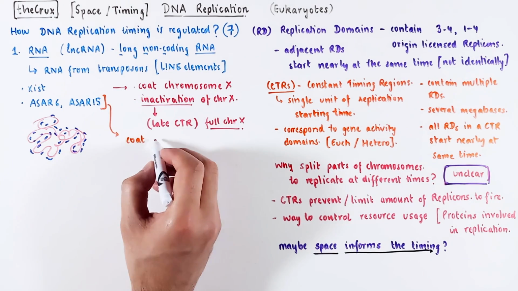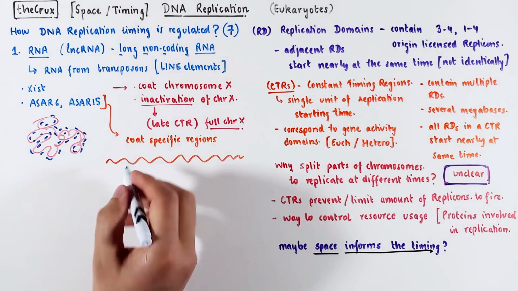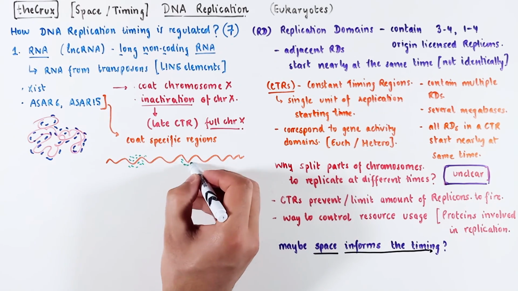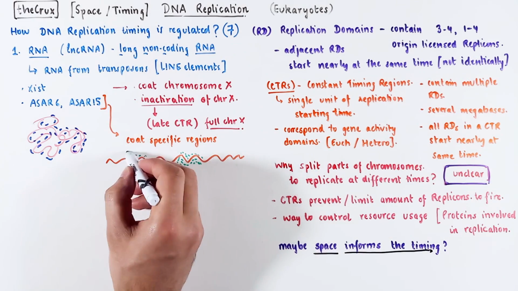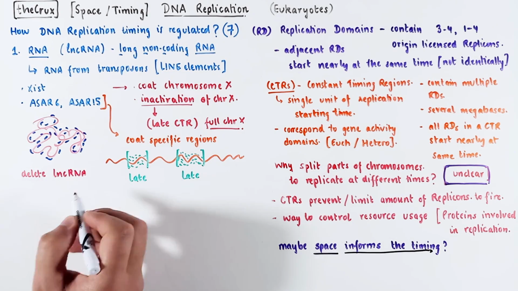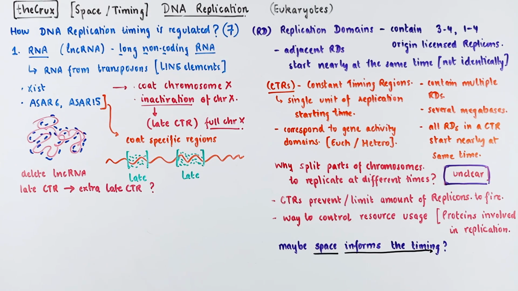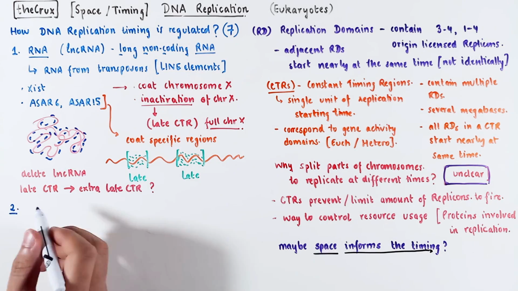The ASARs are slightly different. They coat specific parts of the chromatin, and those parts where ASARs localize become late CTRs. This is a correlation, but the paradox is that if you delete these lincRNAs, the late CTRs actually become extra late CTRs. So it is unclear how the lincRNA actually affects replication timing.